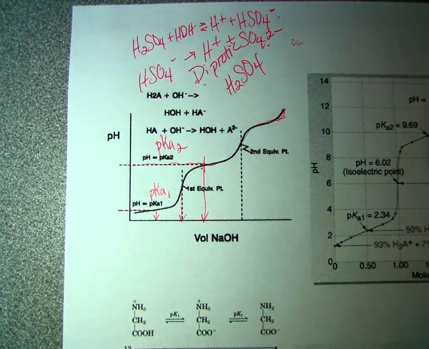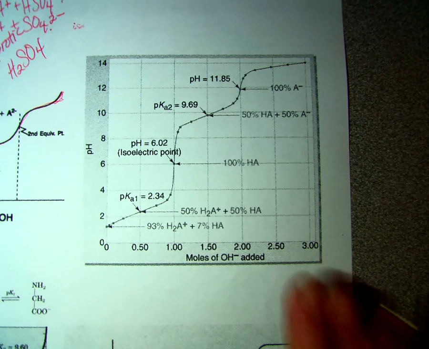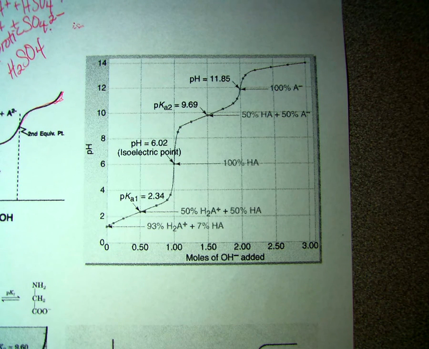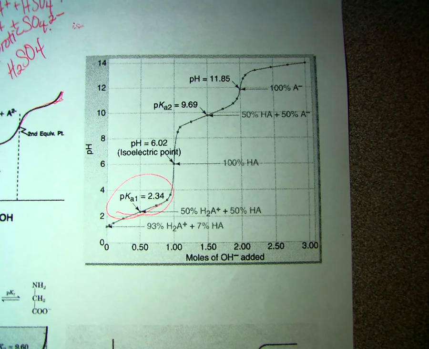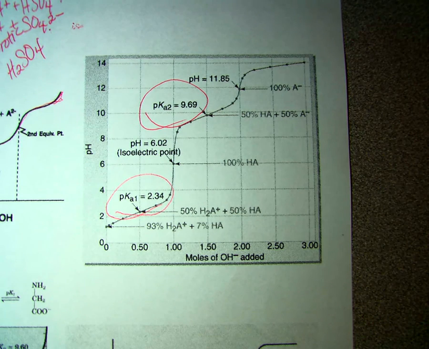But now if you look at the next one, this is also a diprotic acid. You've got two curves. This actually makes your life easy. It gives you your pKa1, 2.34, and your pKa2 of 9.69. So you could take that and calculate your Ka's for your first dissociation and your second dissociation just from looking at that graph.